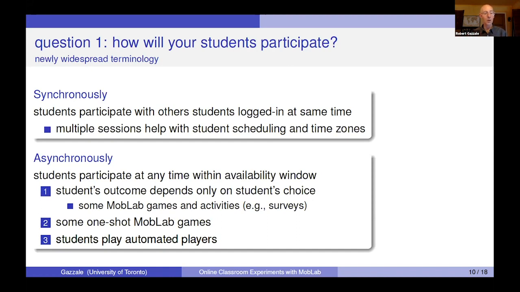And the final one is a situation where students play automated players. And so if, for example, they were in a market with 10 participants in total, the student would log in, the student would be one of the participants, and MobLab would supply 9 robot players for the student to play against. I'll talk more about this at the end of my presentation.